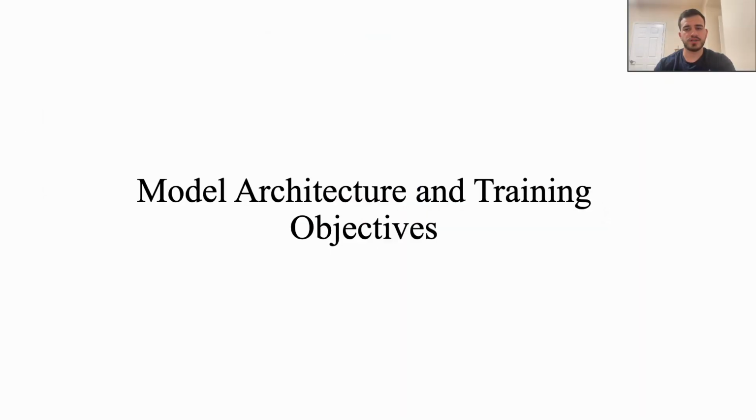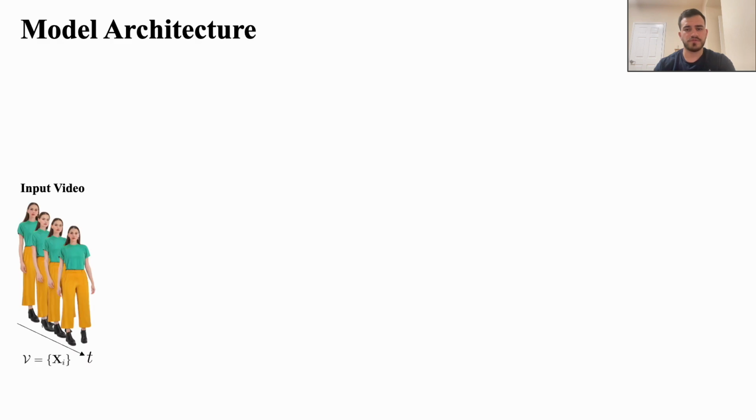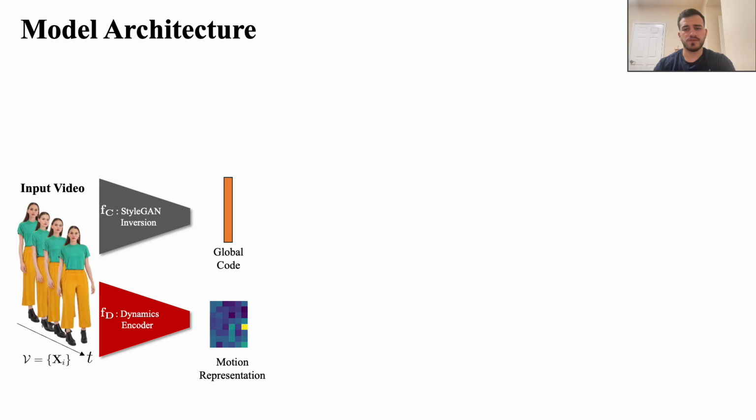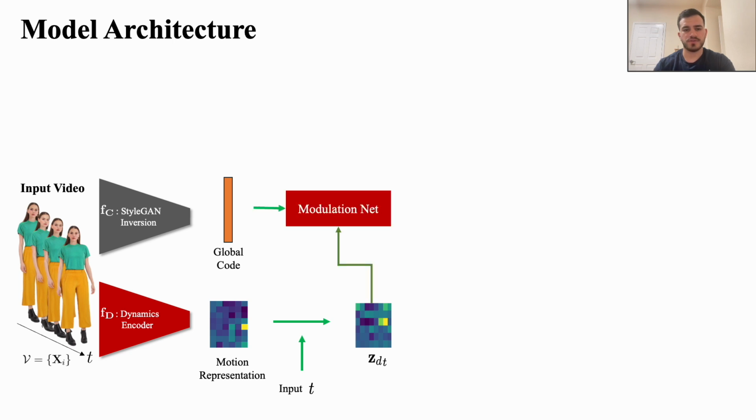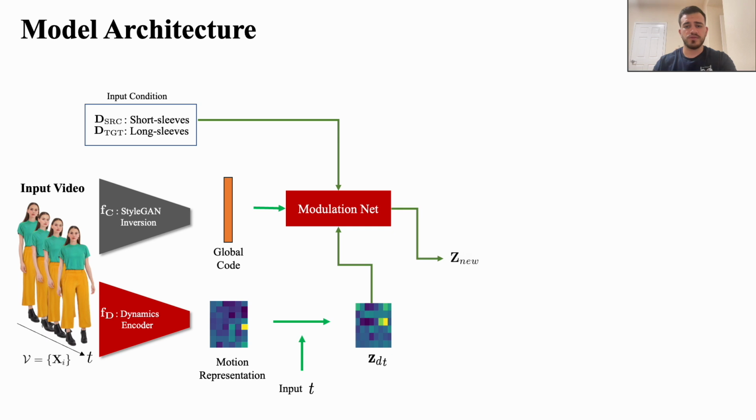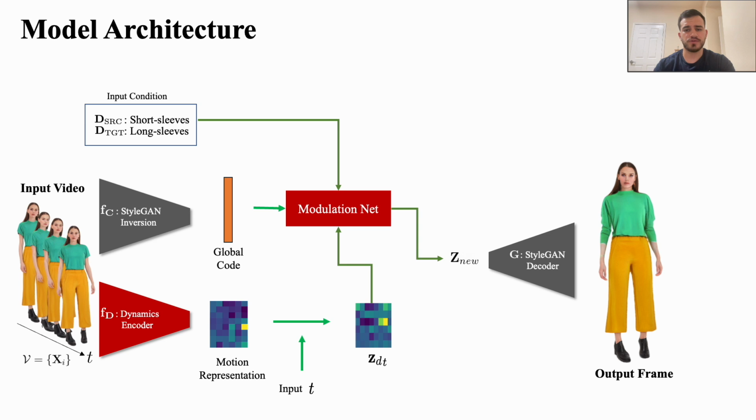Now I'll discuss the model architecture and training objectives. Given an input video of k frames, our method first encodes the content of the video into a global code using a pre-trained inversion network. Then we encode the dynamics of the input video into a motion latent representation. For an arbitrary sample timestamp, we are able to sample the structure of the target frame using the motion representation. We then use a modulation network that modulates the target structure over the global code, and an additional input condition that specifies the target edit. The modulation network then produces a new latent representation ZNU that is passed to a pre-trained image generator to produce the output frame at time t.